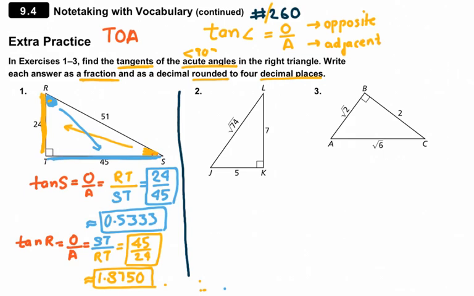We have another question the same way. We have to find the tangent of angle J, and we have to find the tangent of angle L. So let's first find the tangent of angle J. Tangent of angle J is going to be O over A, opposite over adjacent. Our opposite leg is this one, LK, over the adjacent one, which is JK.